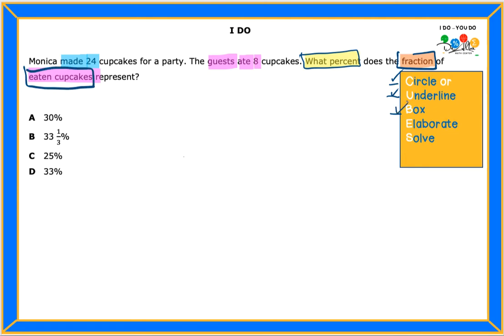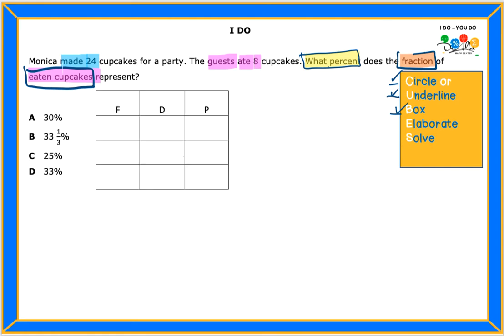Okay, so we did box, and now I have to go to the section of elaborate. In this section I have to use a strategy. I can draw a picture, something that tells me how to figure my answer. And in this case, because I see they have percent and fractions, I'm going to bring a T-chart so I can record my numbers.